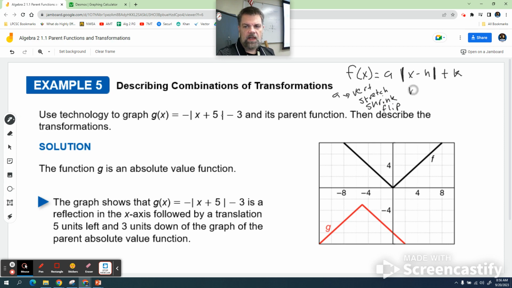H does the horizontal translation, and I'll just say shift. The formal math word is translation. K does the vertical translation. Maybe we'll spell out the word translation because I got a little more space here.